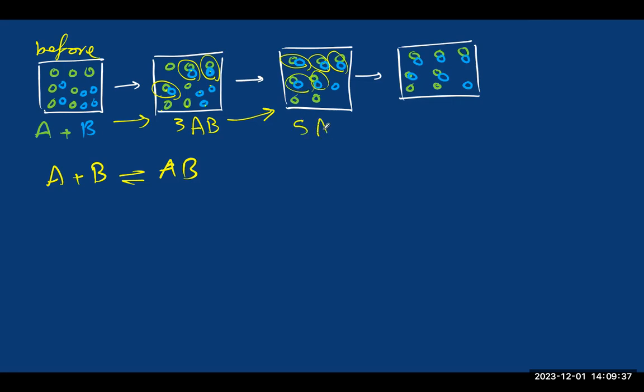So we have 5 AB, but again, we still have reactants. With more time, we still have products. How many now? It's the same, 5 AB, but we still have reactants. So why are the reactants not consumed? Why are the reactants not converted to products? This is because they have reached an equilibrium.